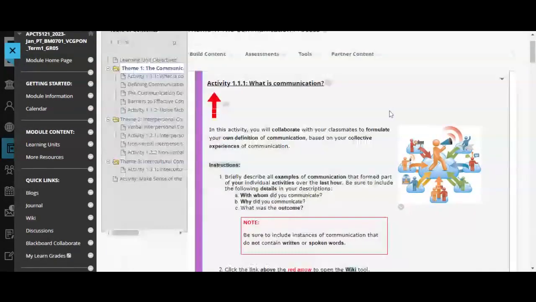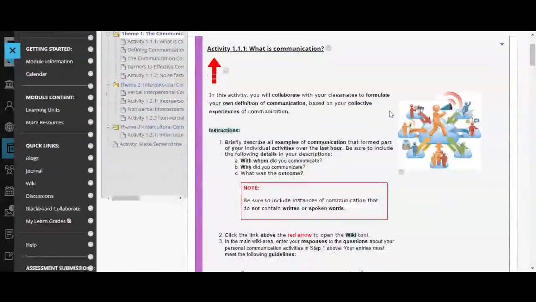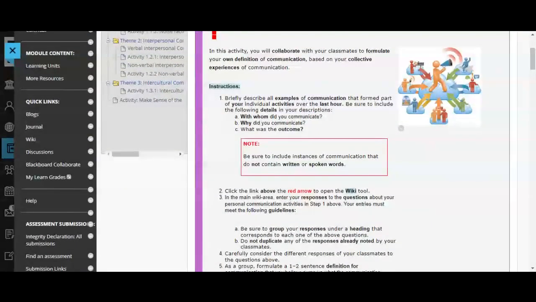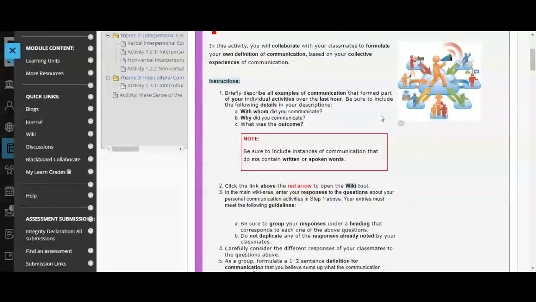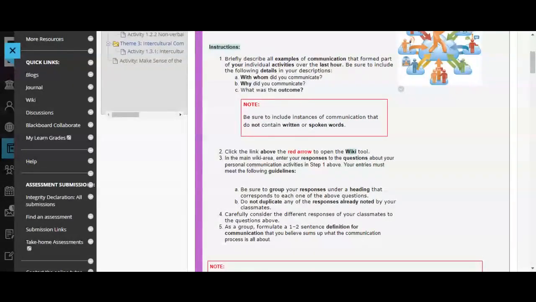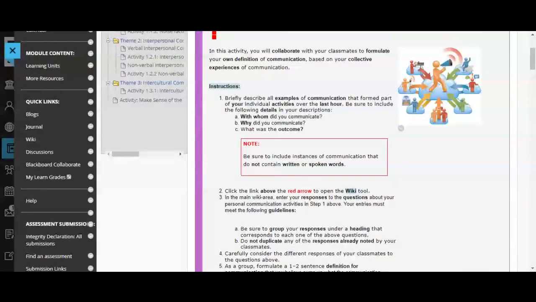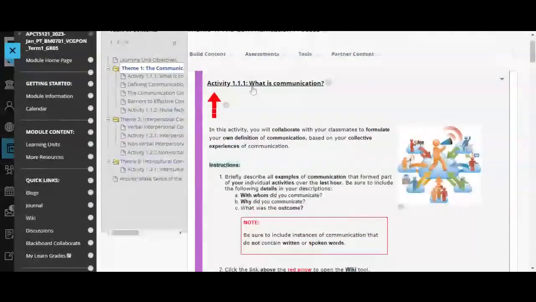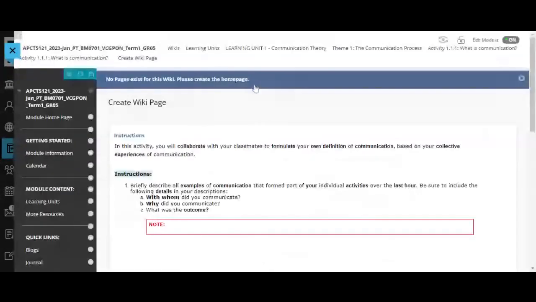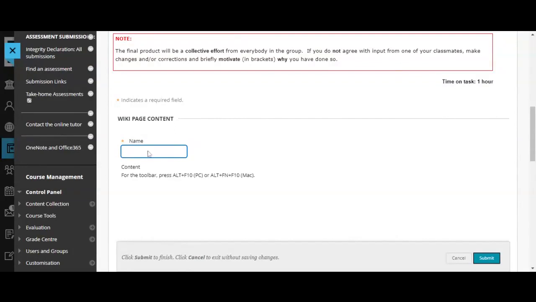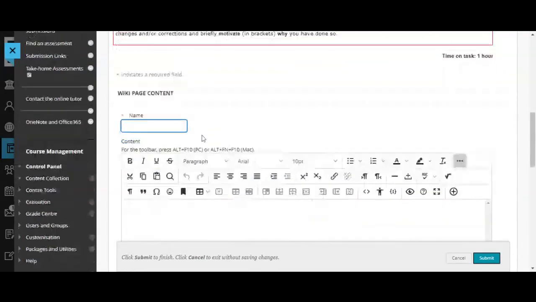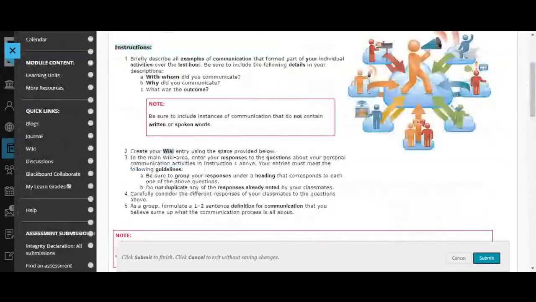So we have activity 1.1.1, and you will briefly describe examples of communication that formed part of your individual activities over the last hour. Be sure to include the following details. Click on the link above the red tool to open the wiki tool. So you'll click on this and you will be able to start your wiki contribution.